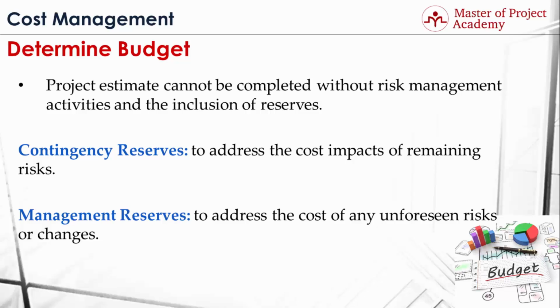The main difference between the contingency and management reserves is contingency reserves are planned for identified risks, while management reserves are for unforeseen risks. And another difference is contingency reserves are included in the project activity cost estimates, while management reserves are put on top of the project's total cost. During this lecture, we've seen the determine budget process. During the next lecture, we'll be going over determine budget process example.